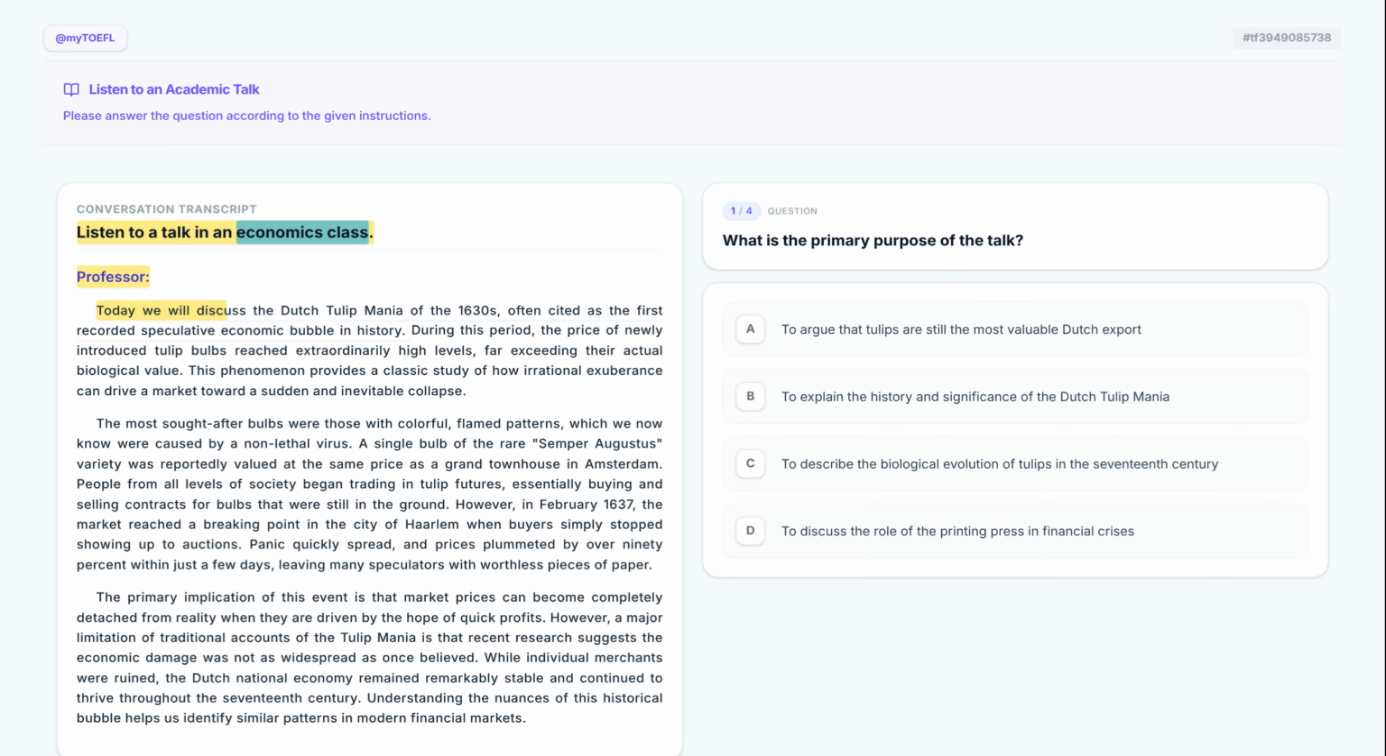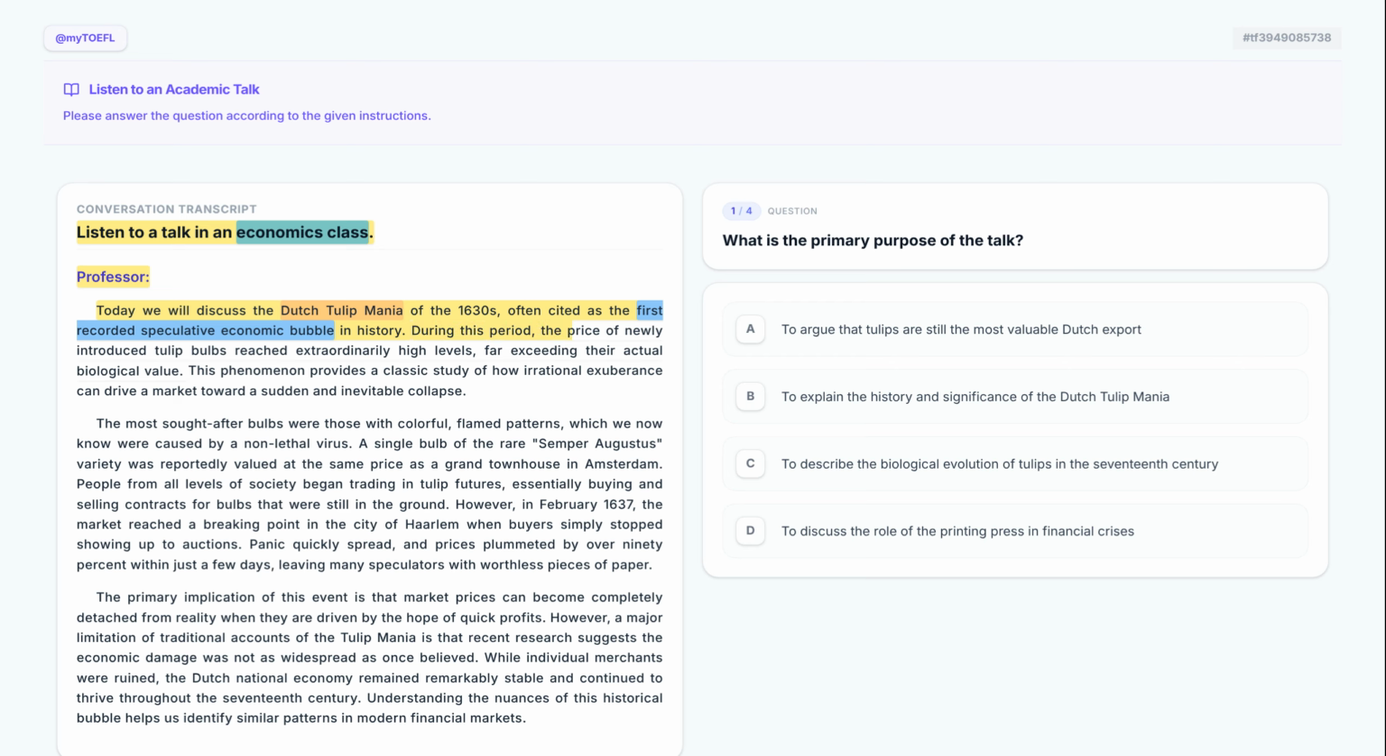Today we will discuss the Dutch Tulip Mania of the 1630s, often cited as the first recorded speculative economic bubble in history. The professor sets the stage by identifying the Dutch Tulip Mania as the first recorded speculative economic bubble, establishing the lecture's primary case study.